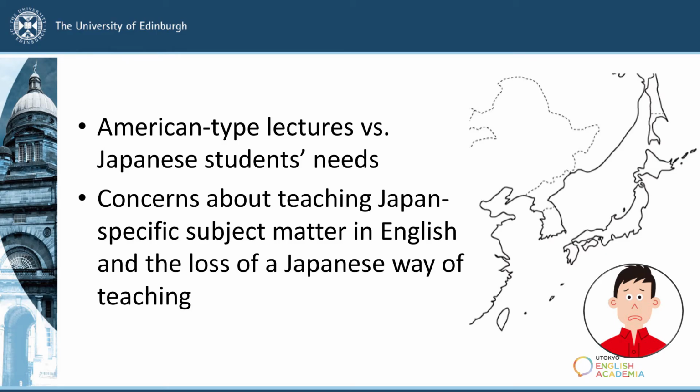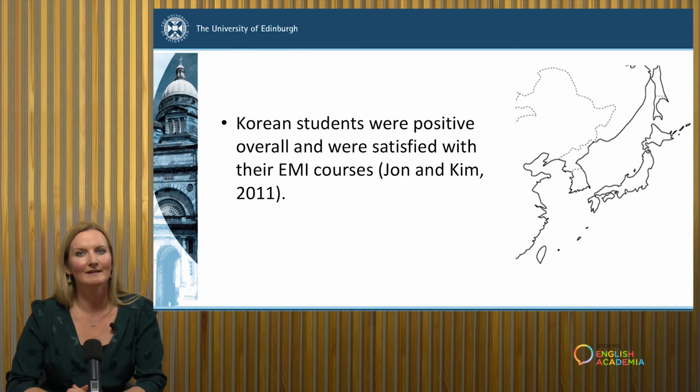and that students would regard Western-centred practices and those who could teach in English as superior. John and Kim's comparative study of universities in Japan and Korea found that Korean students were positive overall and were also satisfied with their EMI courses.